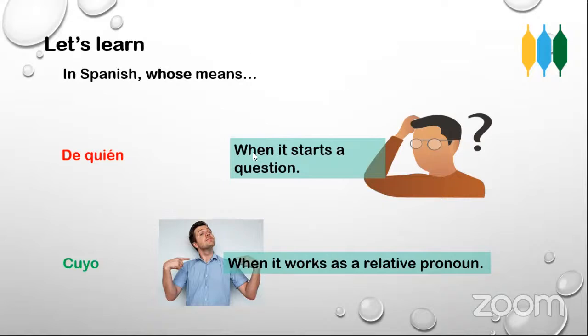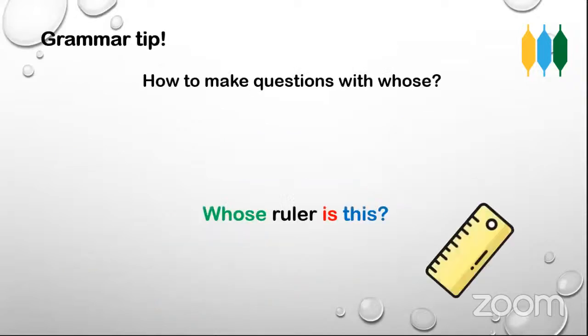So let's continue with this part. We're going to learn a little bit about the grammar of whose. You have to keep in mind that when we start a question with whose, we're asking about who owns a thing, an object, an animal.